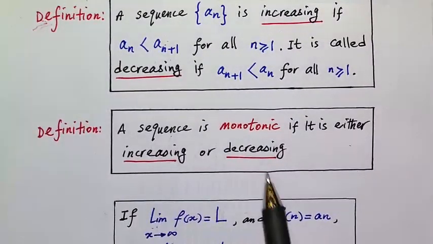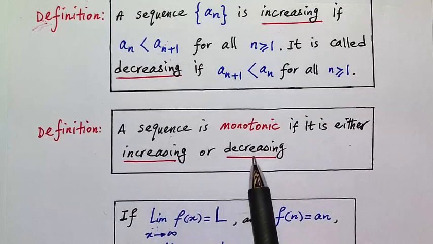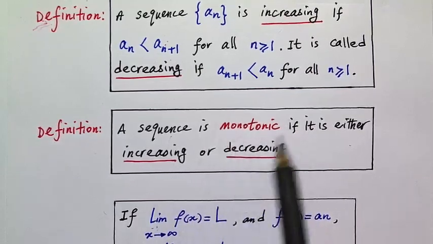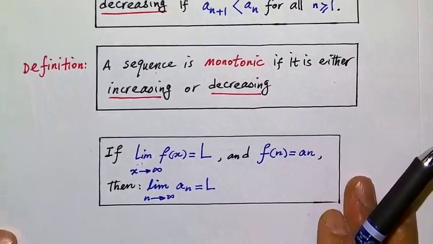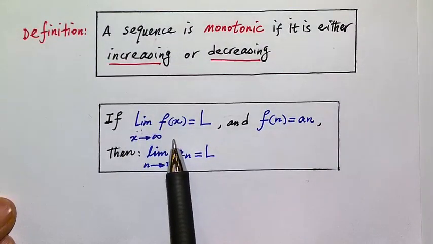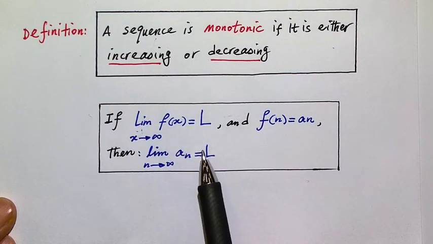So a sequence is monotonic if it is either increasing or decreasing. If you have either one of these sequences, it is called a monotonic sequence. And then also this one, this is again one of those identities or definitions that relates sequences to functions.